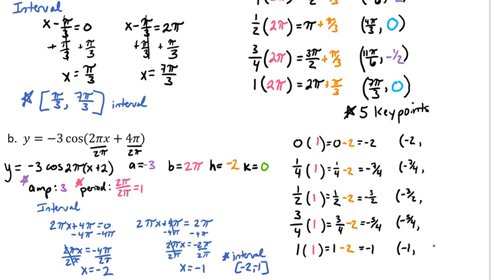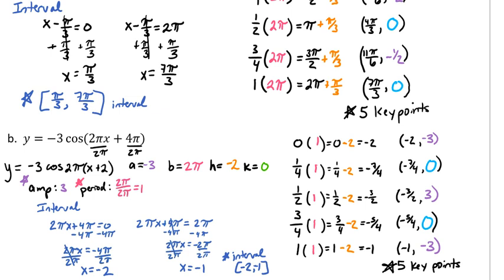Now a cosine function is different than a sine function in that it does not start at our center line. This is going to start at our minimum. And the reason it's starting at our minimum is because it is a negative out here in the front. So from there, we go from our minimum to our center line, to our maximum, to our center line, then back down to our minimum. And we now have our 5 key points.